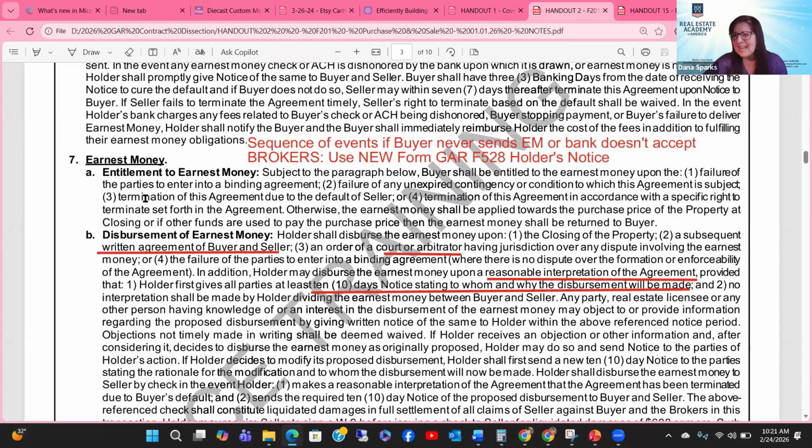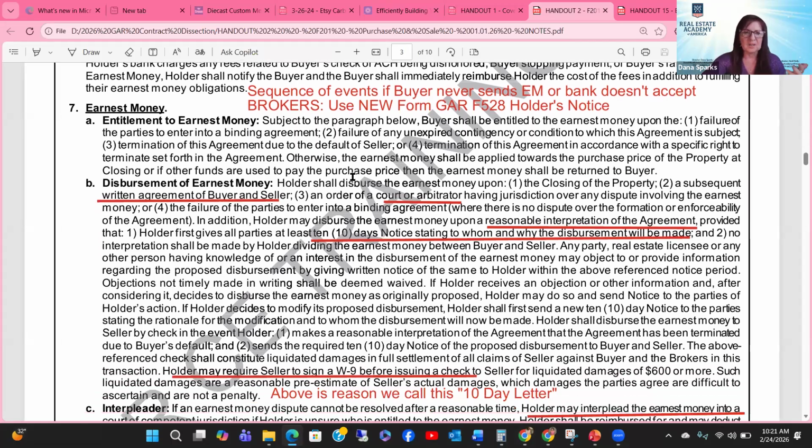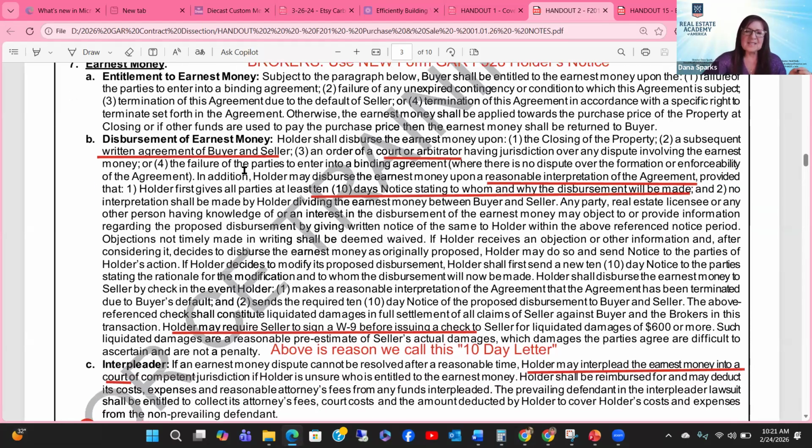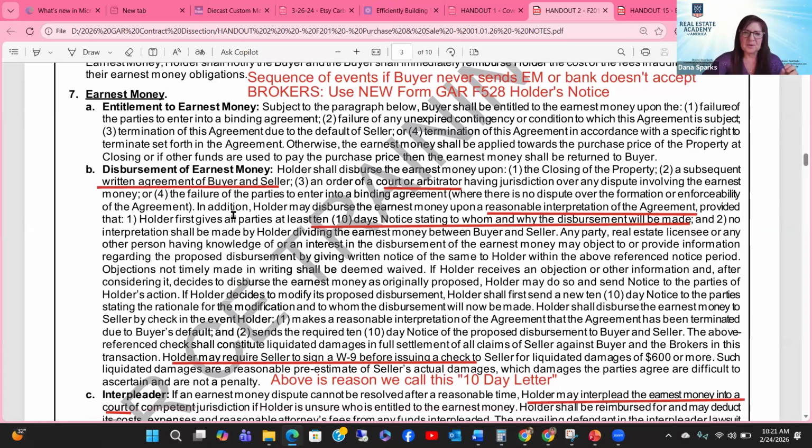This is not when they get it back, because this is just laying the groundwork for who is entitled to it when. If it terminates, if there's a default, if there's a separate agreement or at closing. That's not the actual disbursement of it. Regarding the actual disbursement of it, that is spelled out here.